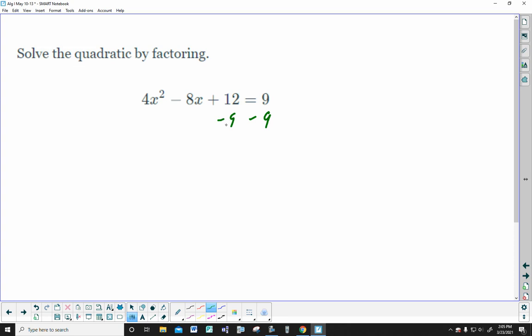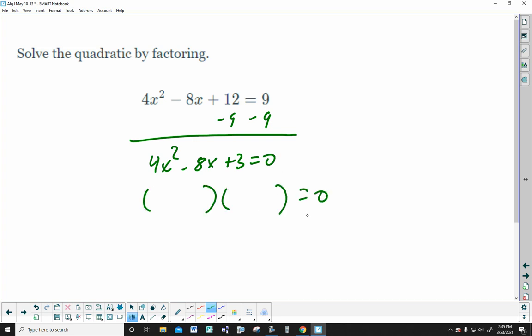Subtract the 9, subtract the 9. Minus 8x plus 3 is equal to 0. The back is going to be easy, 1 and 3. The front, it's either 1 and 4, 4 and 1, or 2 and 2. Let's go 2 and 2. They're multiplying to positive, adding to negative, so they're both negative. Outside, inside, minus 8x. There it is.